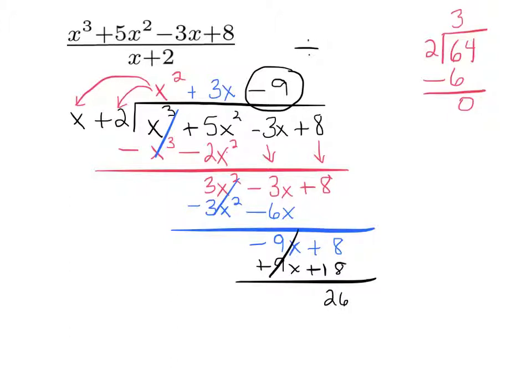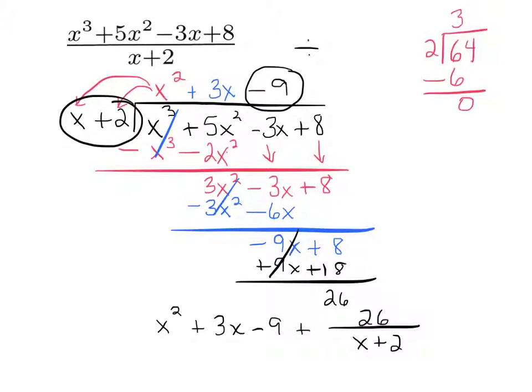So your answer becomes x squared plus 3x minus 9 plus your remainder, which is 26, over x plus 2, which is this right here. So this becomes your denominator for the fraction, and that is your answer right here.